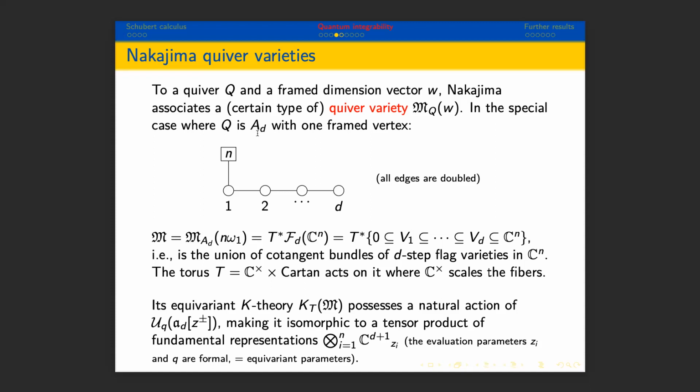The reason it doesn't matter which orientation is that the first thing you do in a quiver variety is you take the cotangent bundle, and all edges are doubled. So the original orientation is essentially relevant only to signs, which can be absorbed. So it doesn't really matter. So secretly all edges are doubled.